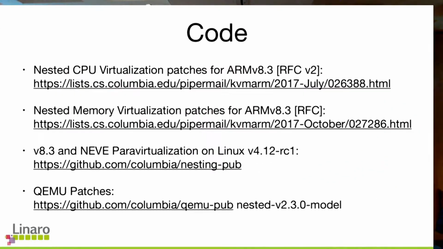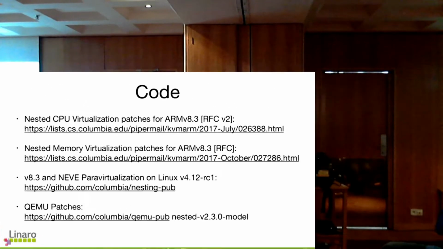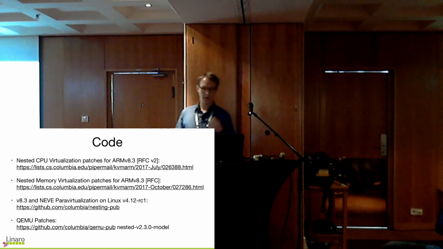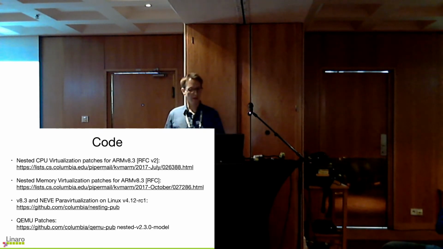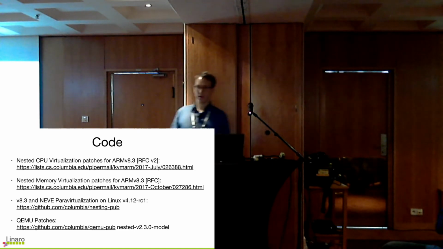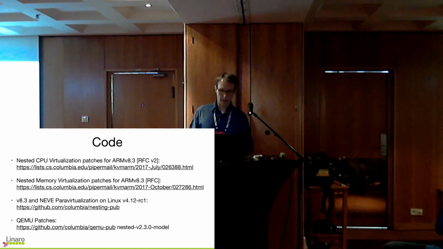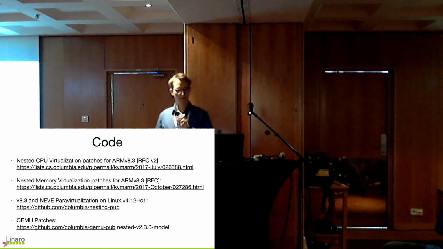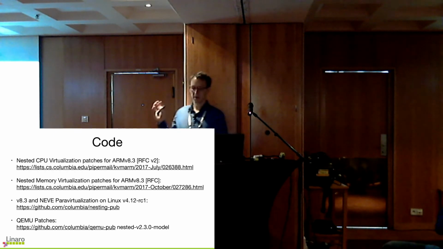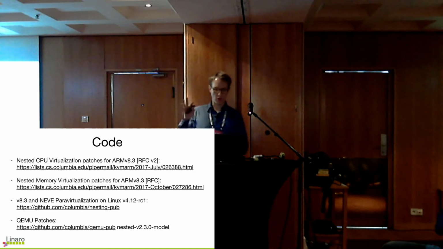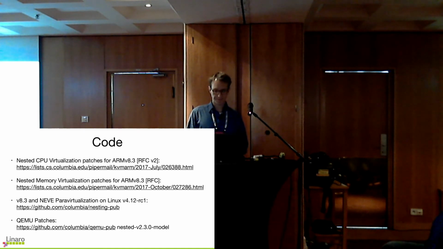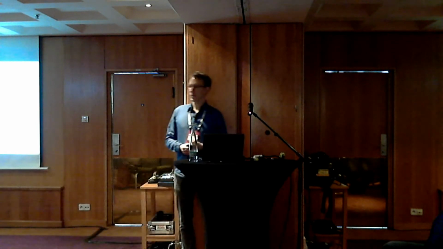There are patches on the list. The nested CPU virtualization patches are in really good shape. They're in V2. I think we can safely drop the RFC tag. The nested memory virtualization patches, there's one version there on the list. It needs some review. It needs some love. And we have all of this 8.3 and NEVE paravirtualization stuff publicly available on GitHub. And there are some QEMU patches to control whether you want to start a VM with EL2 or not, and that is implemented. So that's it from me.